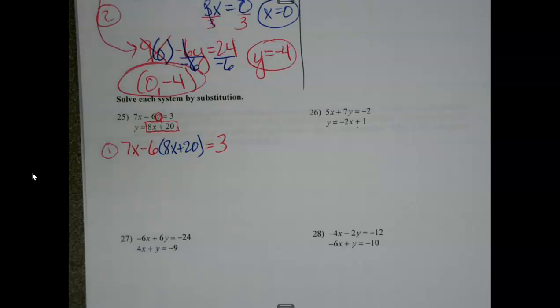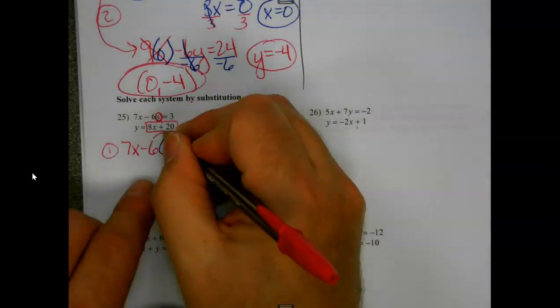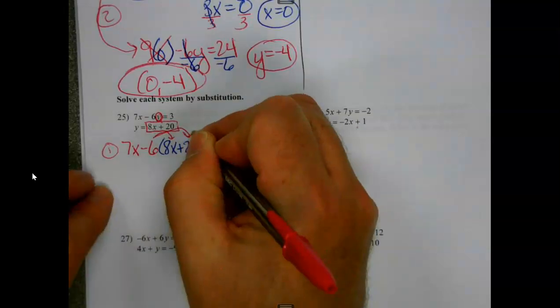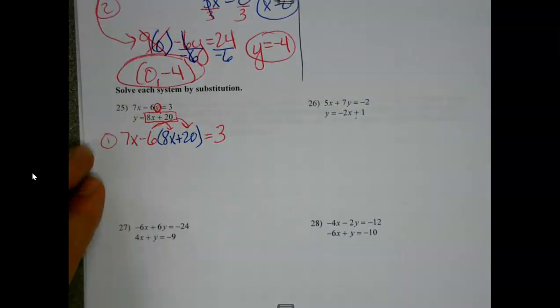So I basically just copied the top equation, took out the y, dropped in my 8x plus 20, because now there's only one variable to work with. And that's what we need to be able to solve these.